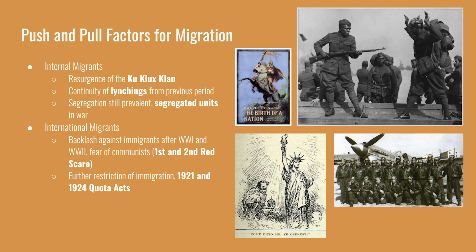Each country could now send only 3% of the total migrants that had entered the U.S. in 1910. The 1924 Act further restricted it by 2%.